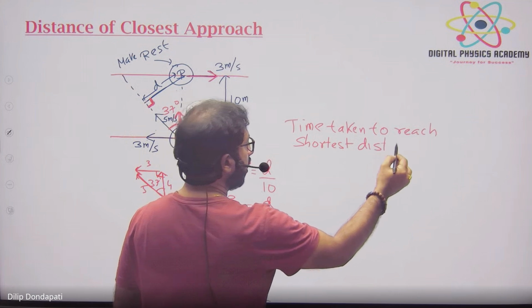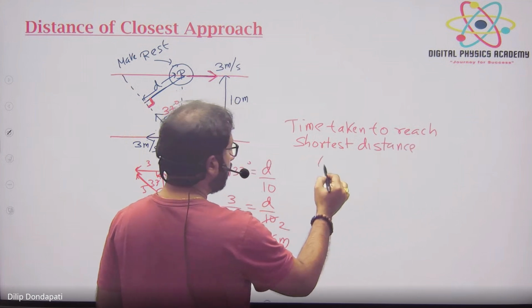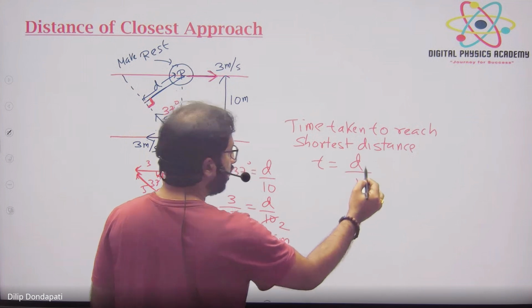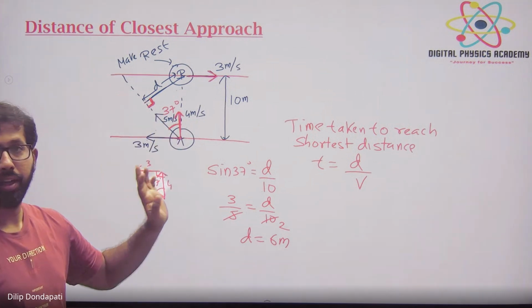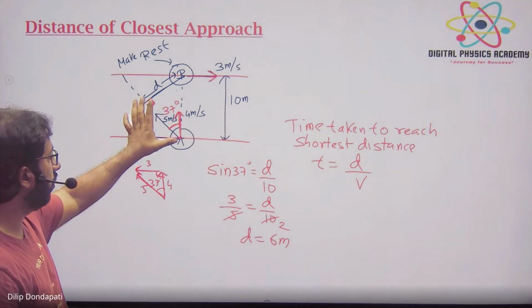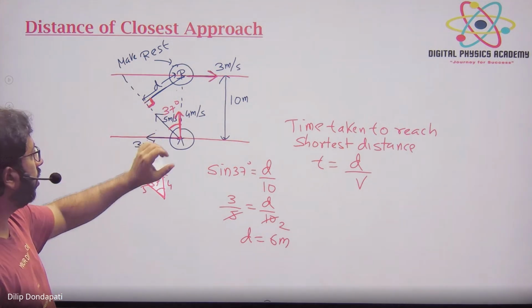See, what is the formula for time? Use that. Time is equal to distance by speed. Speed in that direction, okay. In that direction, speed is 5. You have to find the distance. Then only we can get it.